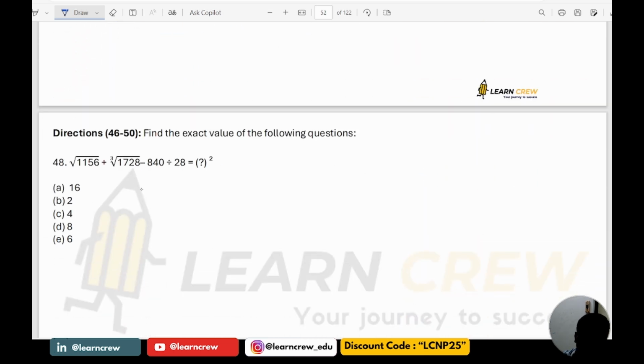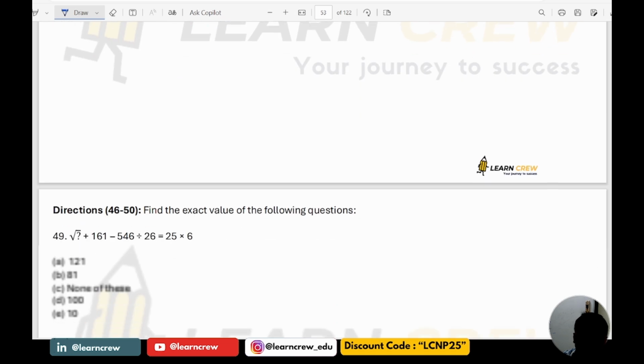1156 under root is 34. Cube root of 1728 is 12. So 34 minus 34 plus 12. 16 is the answer. 48. Then 49.